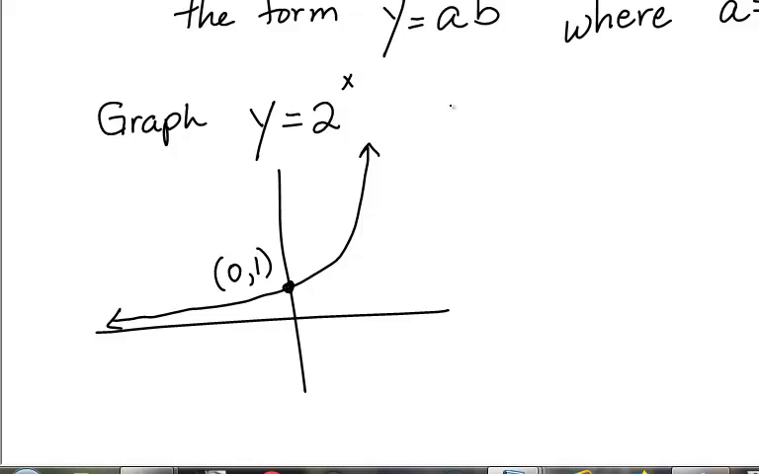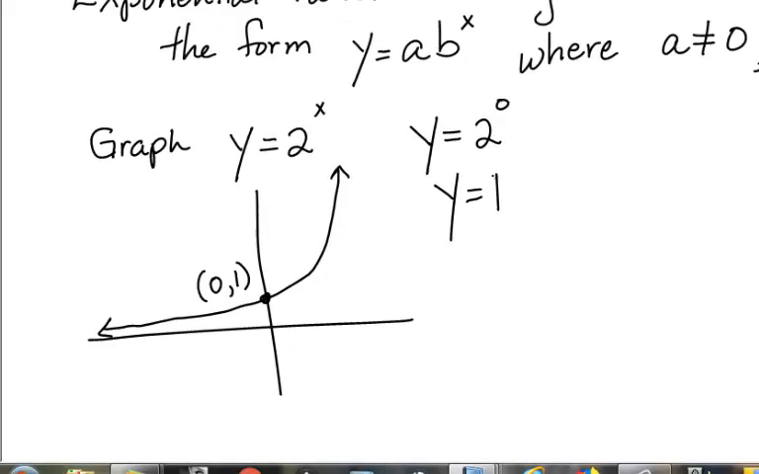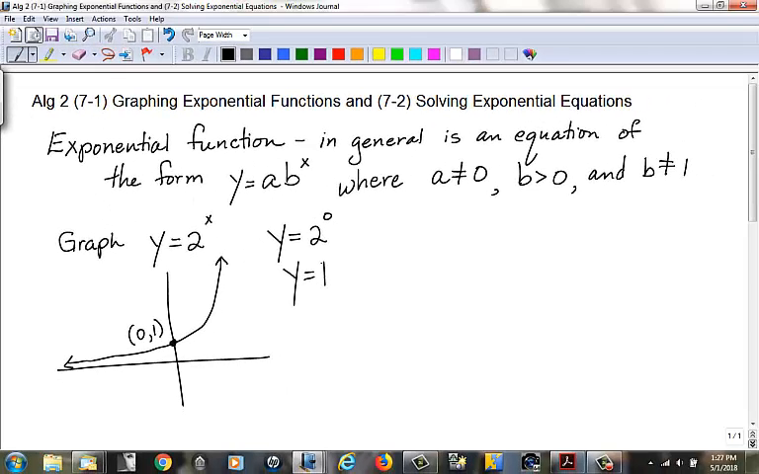And check: if you put y equals 2 to the 0 power, what's anything to the 0 power? 2 to the 0 power is 1. Anything to the 0 power is 1. The only exception is 0 to the 0 power, which is undefined. So that's why that ordered pair, if the x is 0, the y is 1.